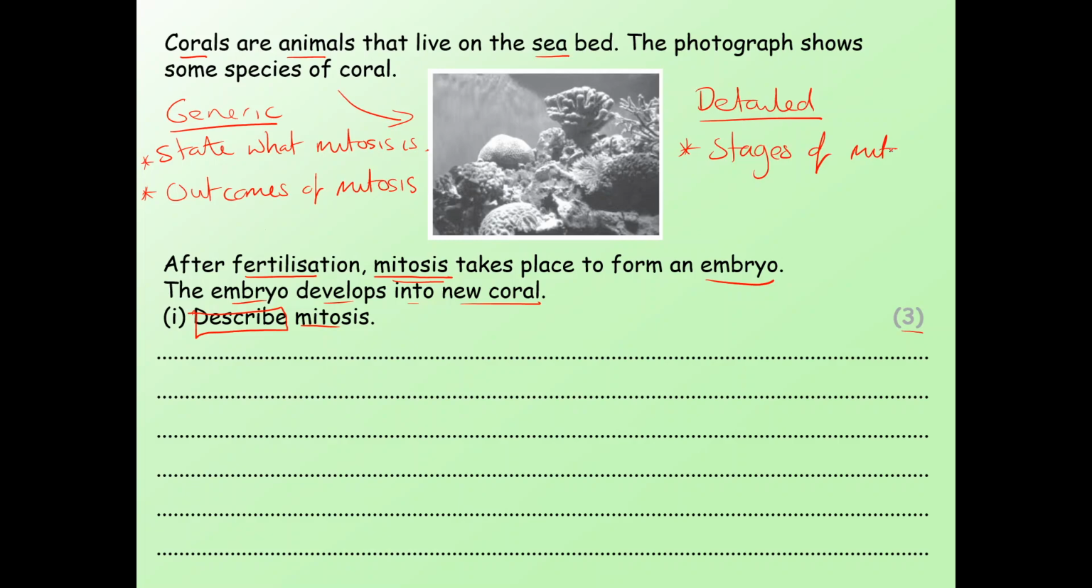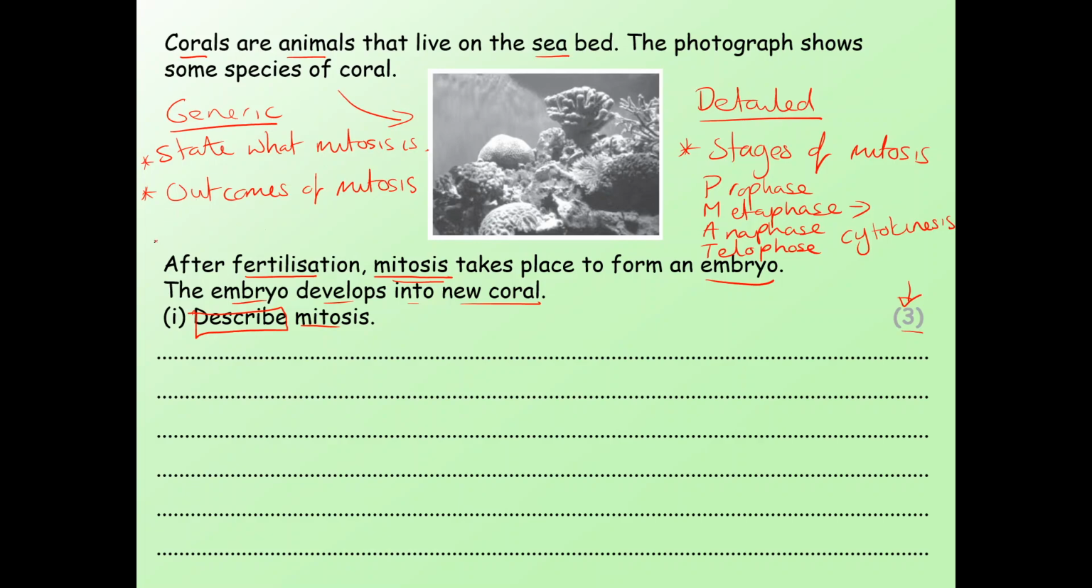Okay, and if you remember, the little acronym we use is PMAT. So we've got prophase, metaphase, anaphase, and telophase. And then following that, we then have cytokinesis. Okay, so I think there's either a generic answer we could give or a detailed answer to get those 3 marks. Okay, pause the video and have a go at answering those now. Either generic or detailed. Off we go.